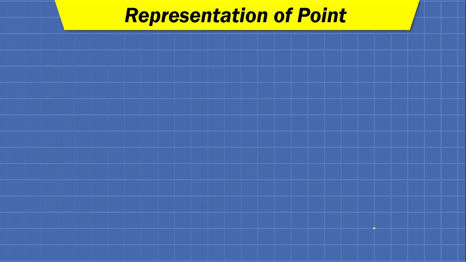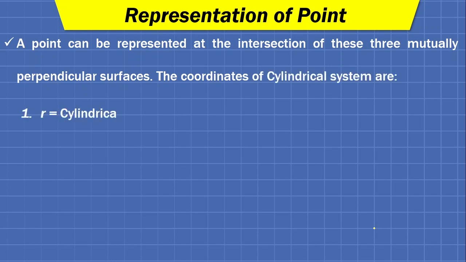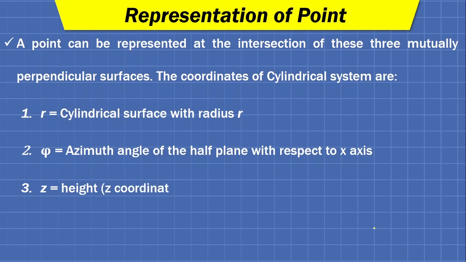I have shown Cartesian axes in each and every coordinate system because this is the reference for our understanding. Moving further, how to represent a point in a cylindrical coordinate system? A point can be represented at the intersection of three mutually perpendicular surfaces. First surface was a cylinder, second was a half plane, and third was an infinite plane. The coordinates of the cylindrical system are r, phi, z, while in the Cartesian system they are x, y, and z. Here r is a cylindrical surface with radius r, phi is the azimuth angle of the half plane with respect to the x-axis, and z is the height or z coordinate of the plane parallel to xy. Azimuth stands for the angle it forms horizontally with the x-axis.